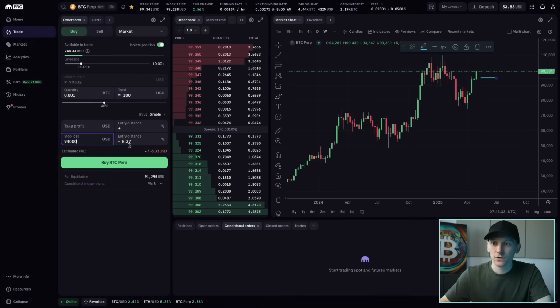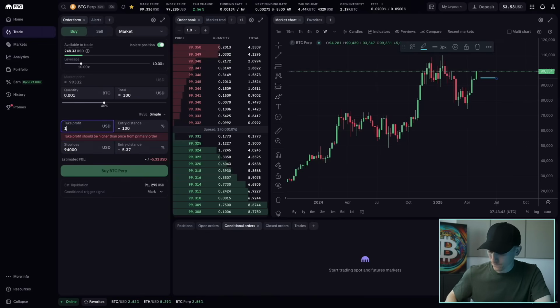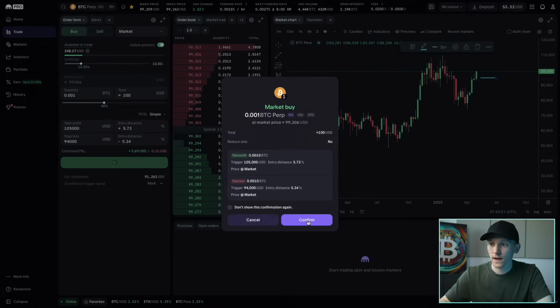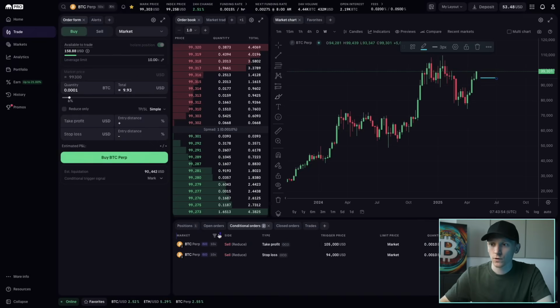So you can see the entry distance is a 5% loss if I take a loss at 94,000. You can see my estimated P&L right here. Let's put like this, actually a bit higher, 105. You can see my estimated profit there if we actually get in and out of the order at these potential prices. So we can go ahead and buy, confirm that, and that puts it into your positions.